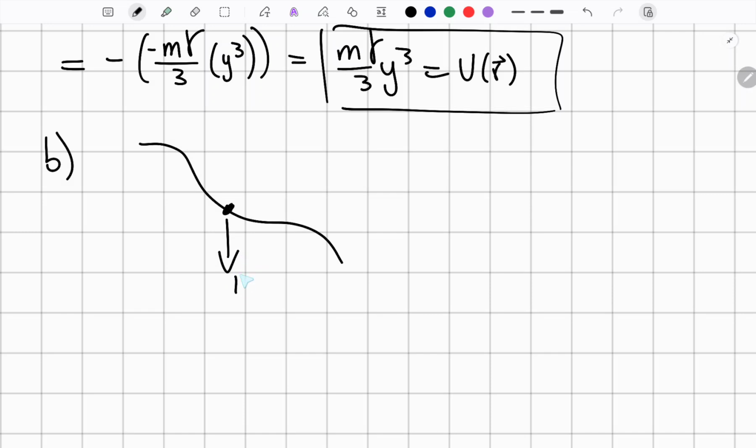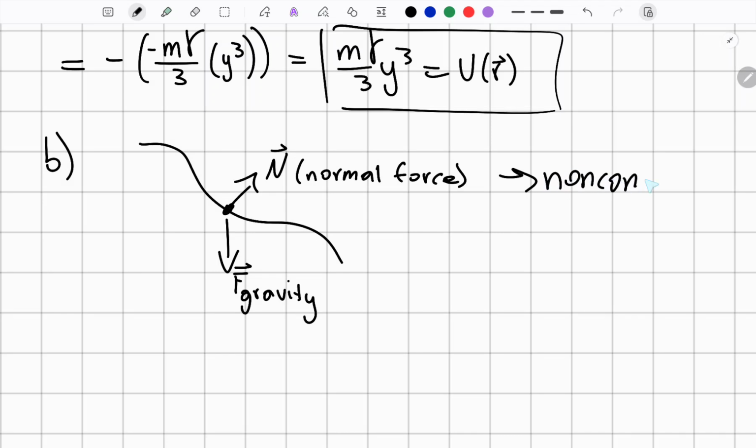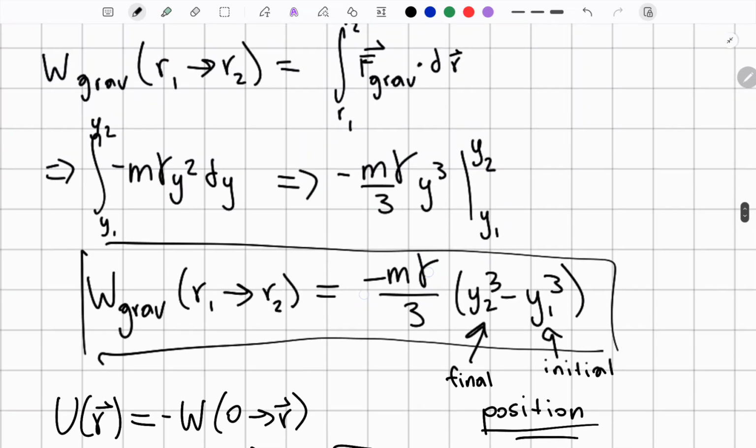So the forces acting are going to be our force of gravity and our normal force. This normal force can vary depending on speed, which means that it is not only dependent on position. So our normal force is non-conservative. Our force of gravity we just discovered up there is conservative. So we have a mixture here. And this will help us in part C.